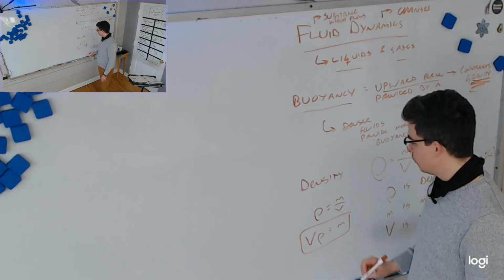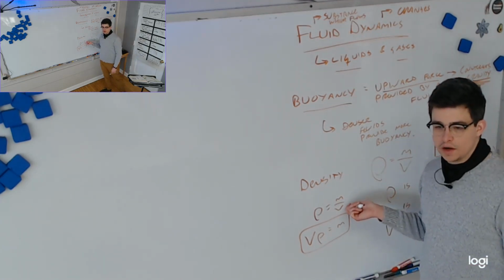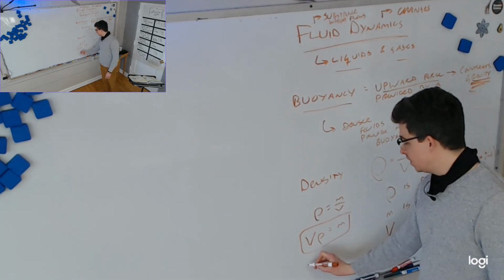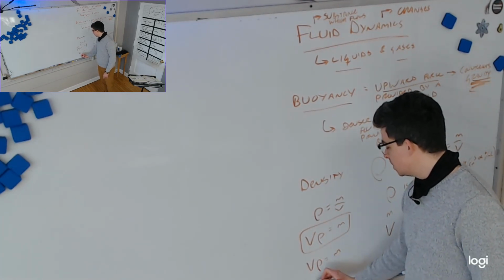What if we're trying to solve for volume? Be careful. What's the first thing? If the thing we're trying to solve for is in the denominator, what must we do first? This is my rule. We need to get it in the numerator first. So our first step would be V rho equals M. And now we divide both sides by rho. So V equals.